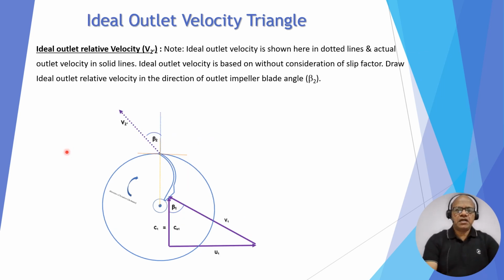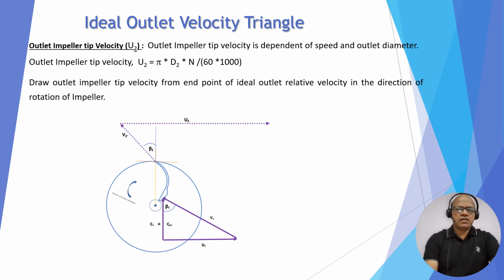Now the ideal outlet velocity triangle, which is shown dotted. The ideal outlet relative velocity V2 dash is drawn considering the outlet blade angle, that is beta 2, from the radial direction. Then the outlet impeller tip velocity U2, which is pi D2 N upon 60 into 1000, is drawn in the direction of rotation, which is U2.